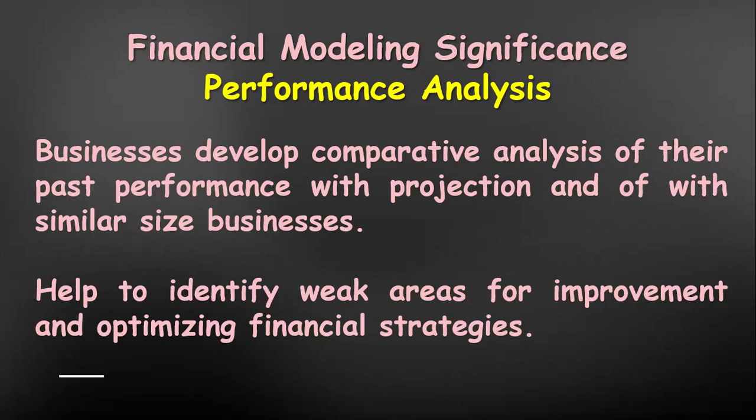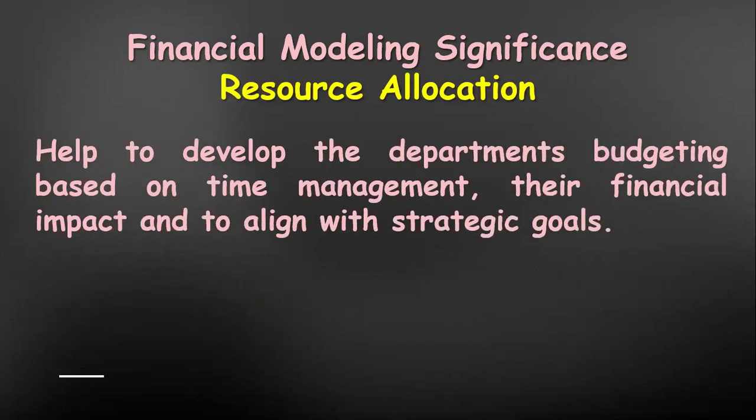Now here you have another question that is related to identifying the weakness, how you will be able to identify your weakness and how you overcome your weakness by bringing improvement within the financial strategy. Resource allocation helps to develop the department budgeting based on time management and financial impact, and to align with the strategic goals.